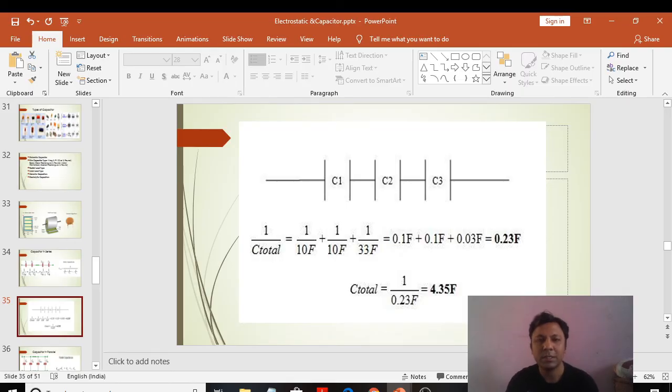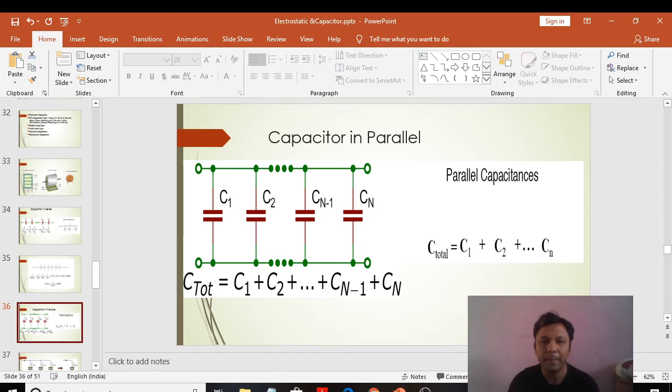Now another example, to understand this effect. Look, this is capacitor C1, C2, C3. When it is connected in series, every capacitor has its own value: 10 farad, 10 farad, 30 farad. Then 1 upon 10, 1 upon 10, 1 upon 30. So the total is 0.23023, but it is 1 upon C. So if you take the inverse, then it is 4.35 farad. This is a simple example to know the effect of capacitors when they are connected in series.